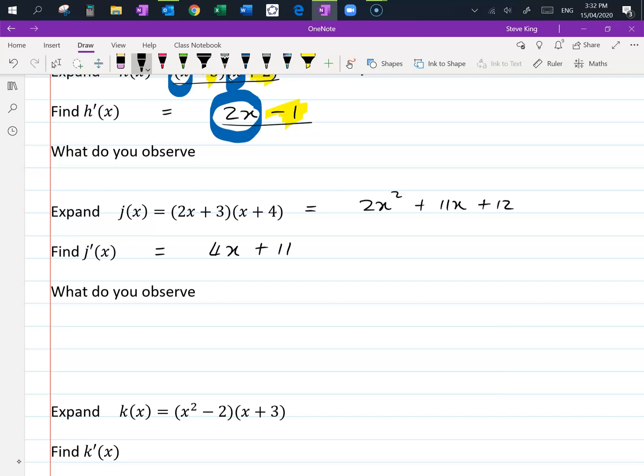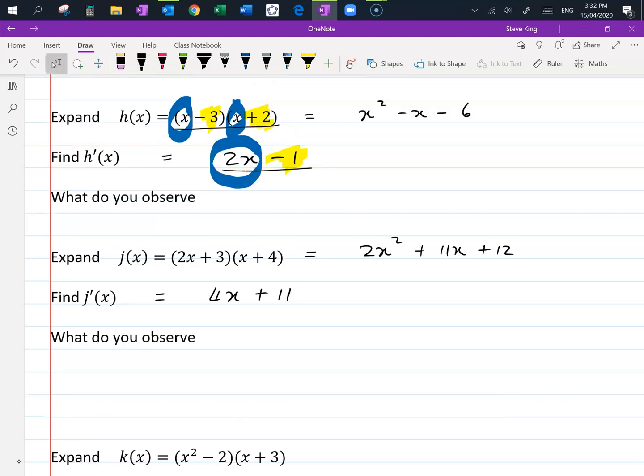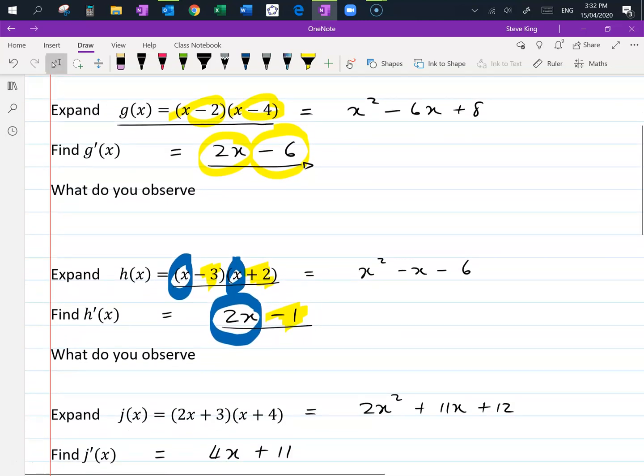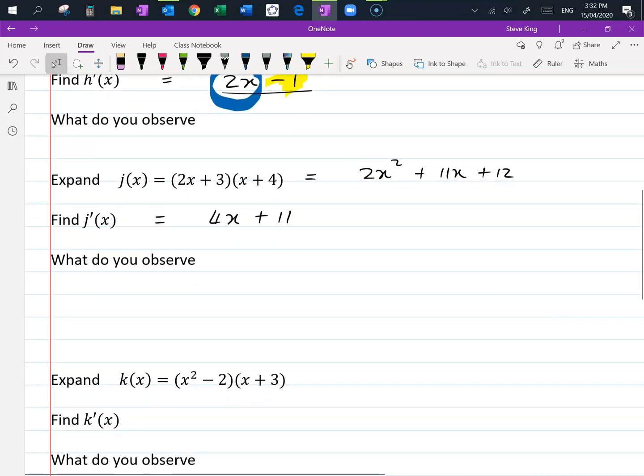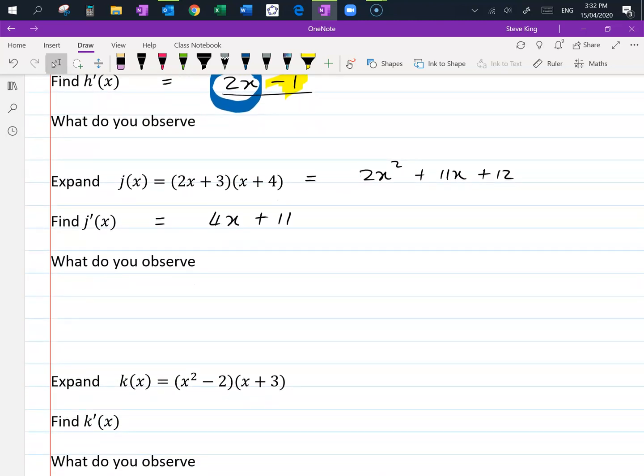Does this rule still hold? The rule that I had up top here, does it hold? If it only holds for certain situations, there's not much of a rule. Does it hold in this situation over here? Have a little think about that.